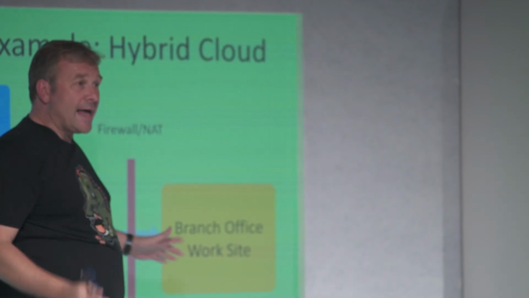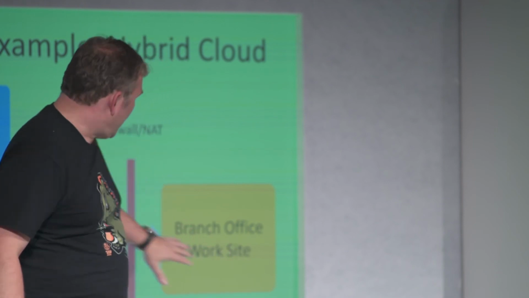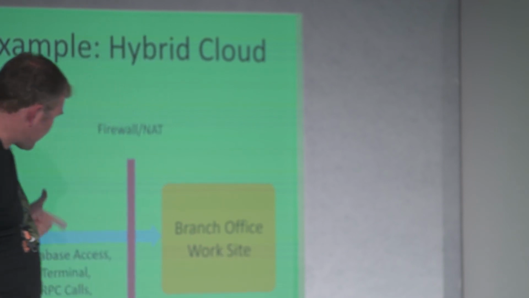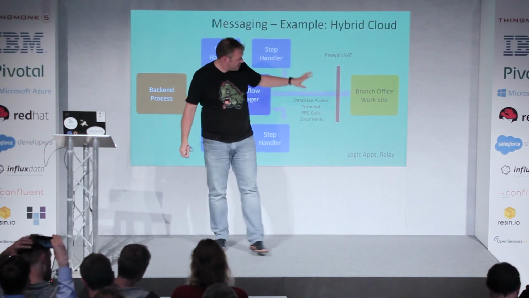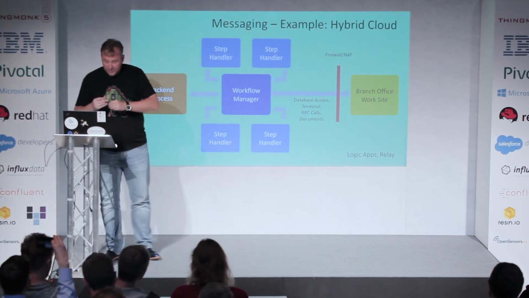There's a firewall and a NAT. We don't know what this network here looks like. So if you want to address the place, you address the name of it in the infrastructure, and then you pull the data out. Database access, terminals, RPC calls, documents can be realized over the relay, and the rest over Logic Apps.